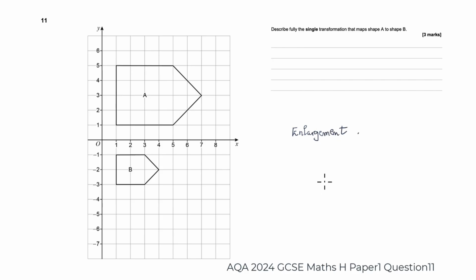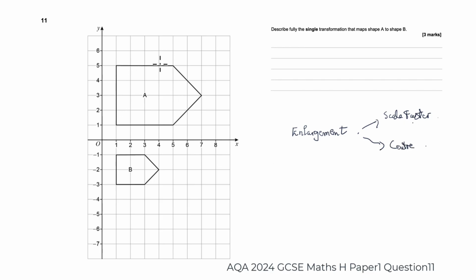And for an enlargement, you need two things. You need to know a scale factor. That measures how much bigger or how much smaller the new shape is compared to the old one. And also, we need a centre. Now let's tackle the scale factor first.